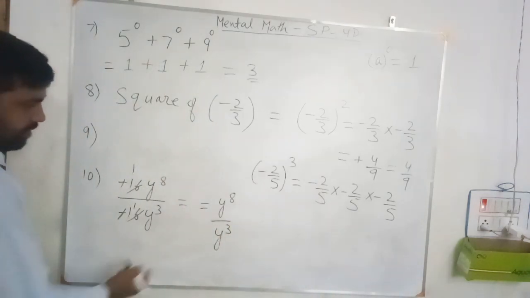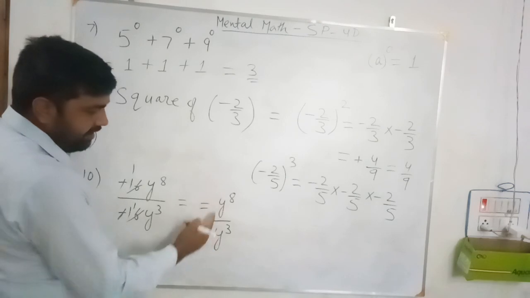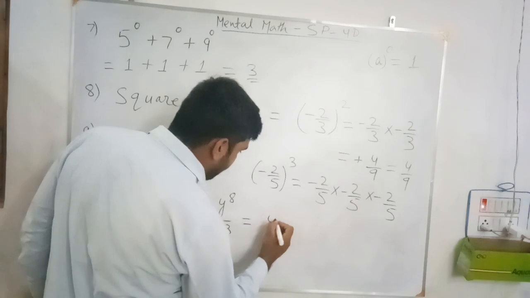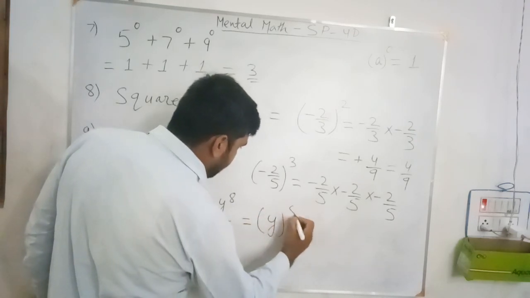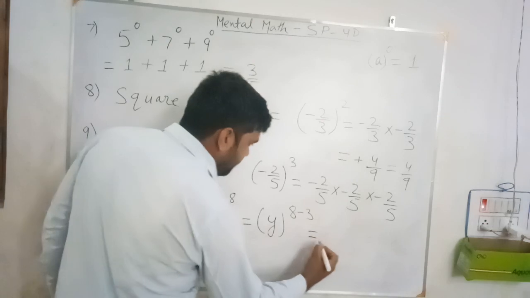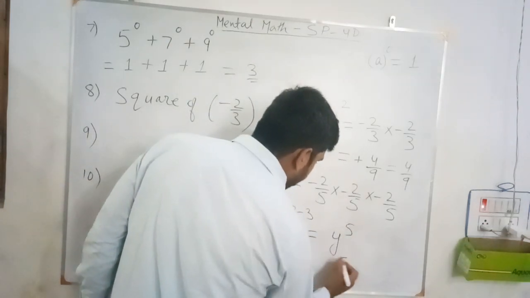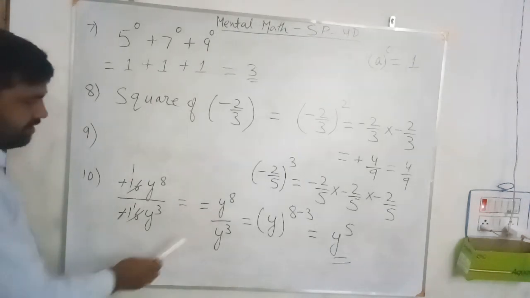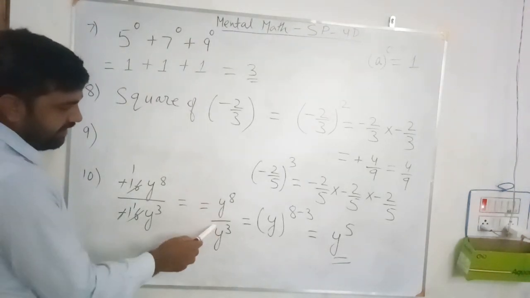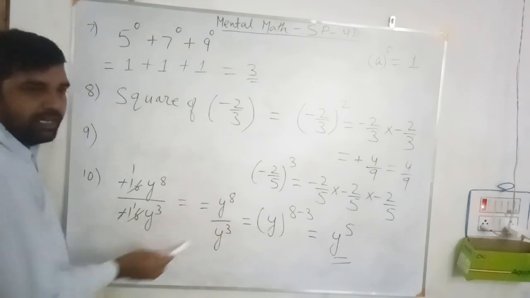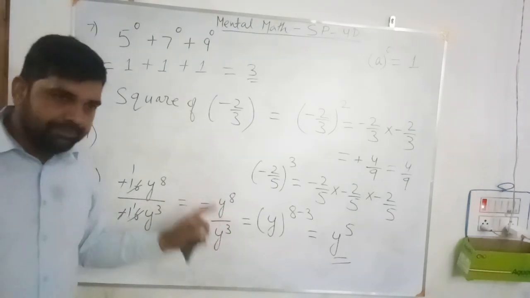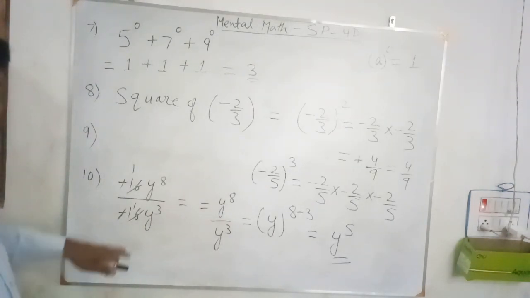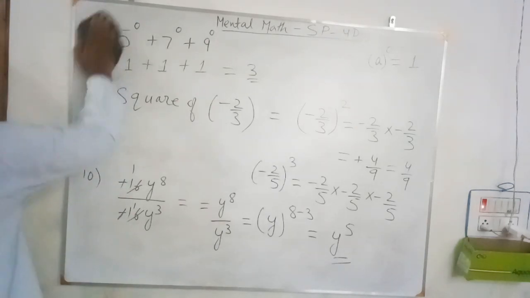In the next step, see, same base y and both are divided by each other. So apply the quotient law, take the base common y and subtract the power, first power minus second power, 8 minus 3. This gives y to the power 5. So what you got as the result? y to the power 5. Like this you can do. Another way also you can do it. See how you do it another way.